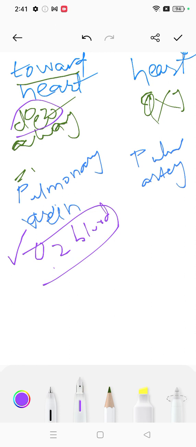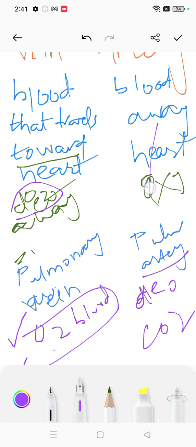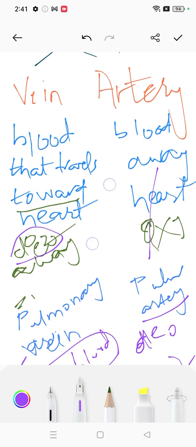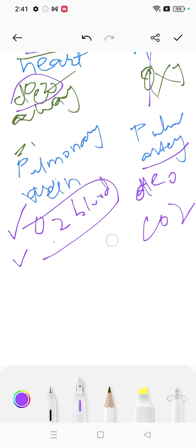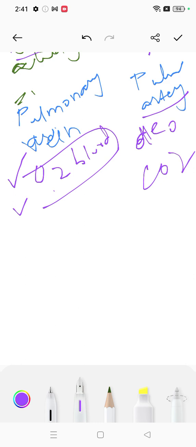But still we cannot say that artery is only about oxygenated blood, because artery carries oxygenated blood, you know that, but here once it will carry deoxygenated blood like CO2. Okay, I'm sure it would be clear. So this was the exceptional case. Otherwise, if anyone asks you for the basic definition, it would be vein which carries blood towards the heart and artery which carries blood away from the heart. Okay, this should be very clear.